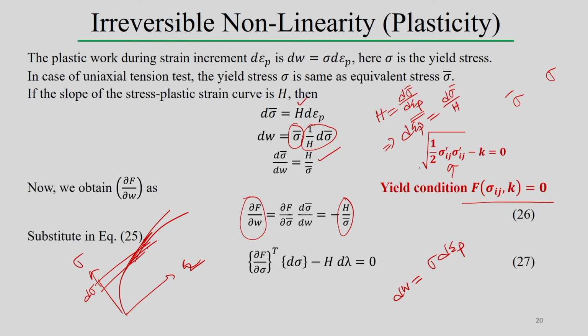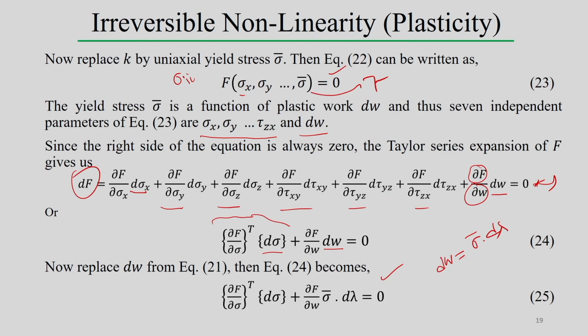So, from here if we derive del F by del sigma bar, we can find that it is equal to, finally, minus 1. Now, what may be equation 25? If we remember, it is equal to del F by this thing.